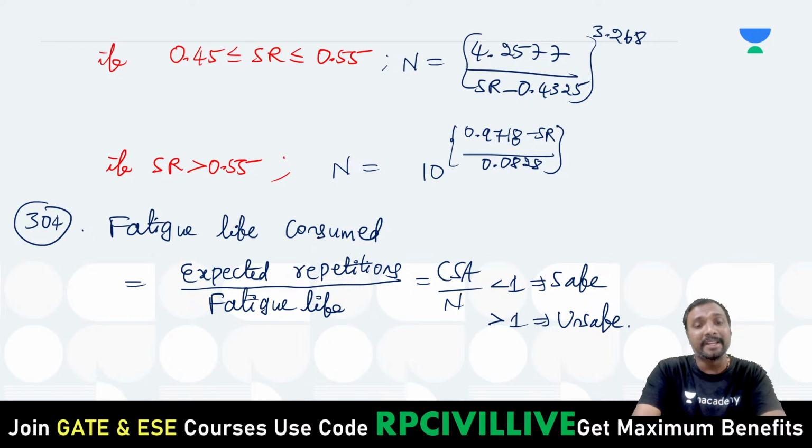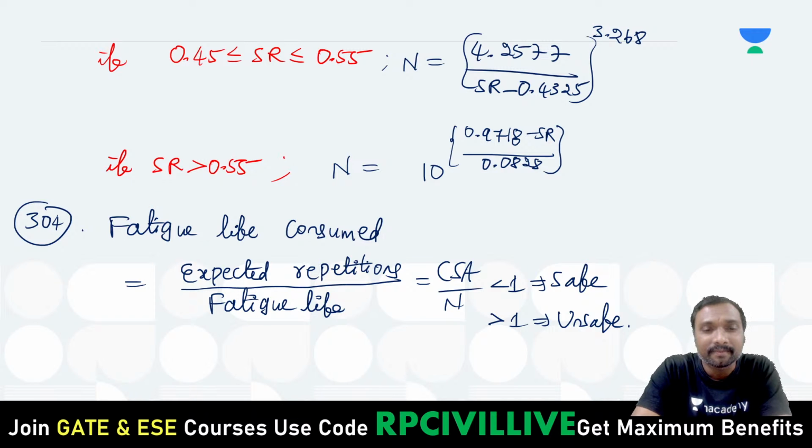So design of this pavement is just a trial and error procedure, right? First we need to assume some thickness and we need to check it. Is that clear everyone?